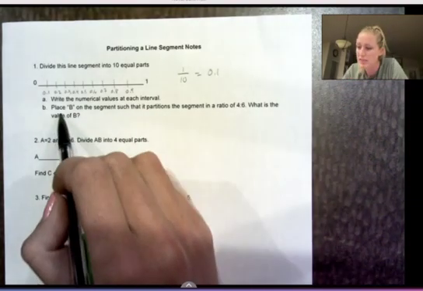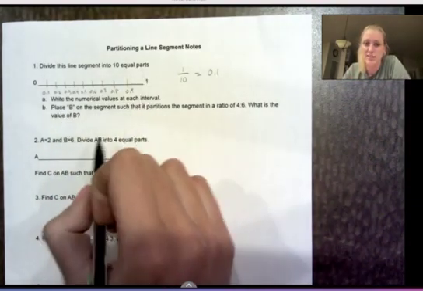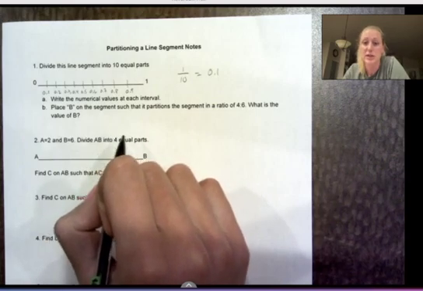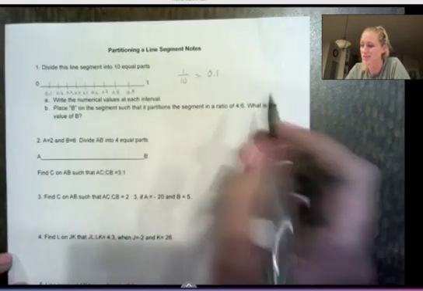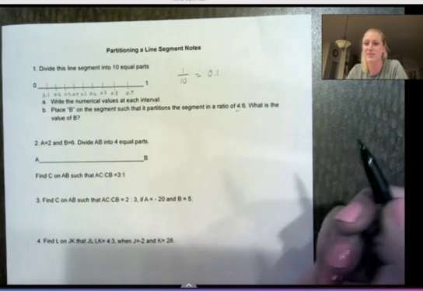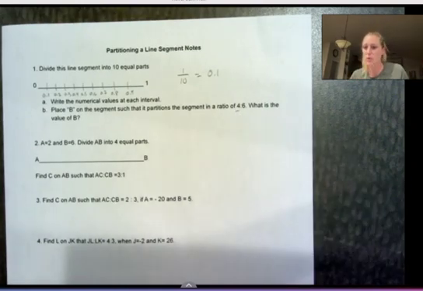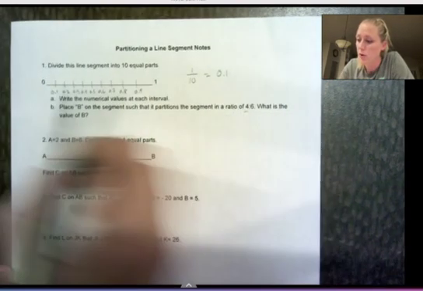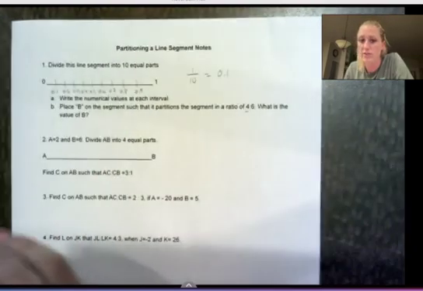Okay, so now it says place the letter B on the segment such that it partitions the segment into a ratio of 4 to 6. So another way to think about this is I want a point that divides this whole segment so that I have 4 parts on the left and 6 parts on the right. So I have 10 parts here. I want 4 on the left, 6 on the right.